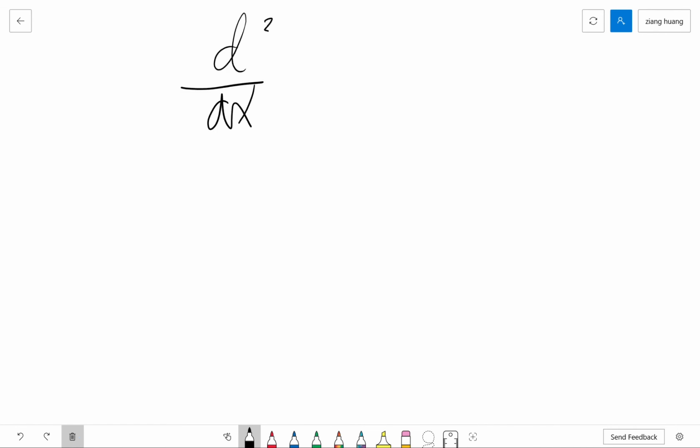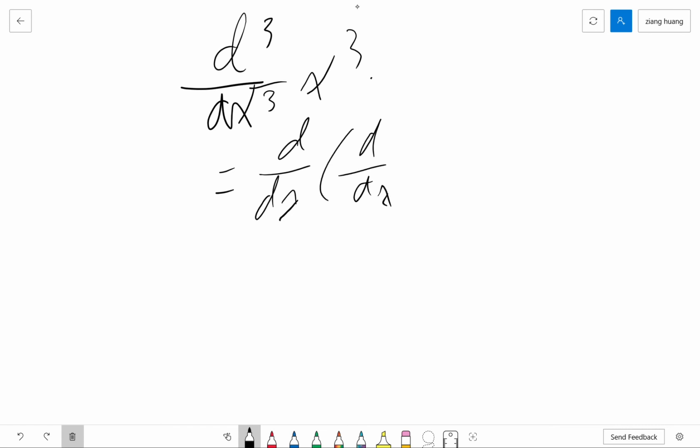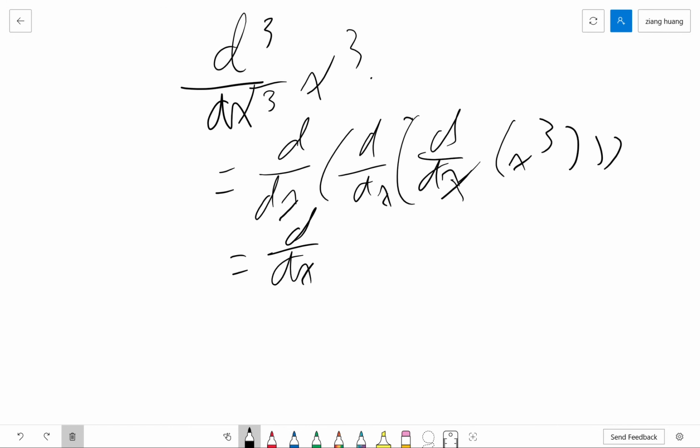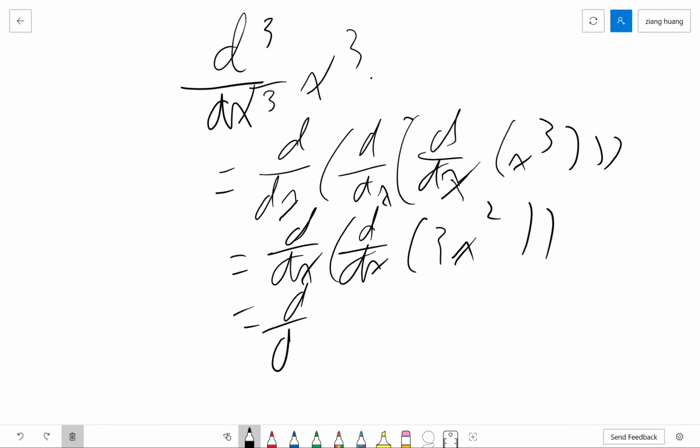What about third order derivatives? For example, for x to the third. This equals d dx iterated 3 times of x cubed, which equals d dx of 3x squared, which equals d dx of 6x, because when you take the derivative of x squared, it equals 2x, times 3, this equals 6x. This equals 6.